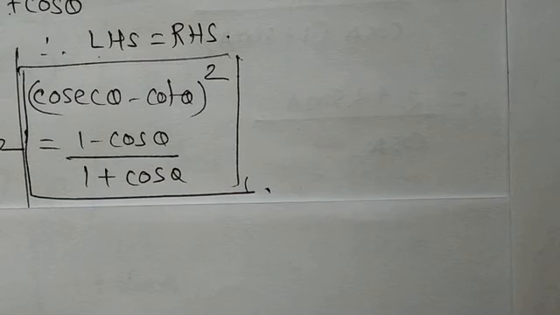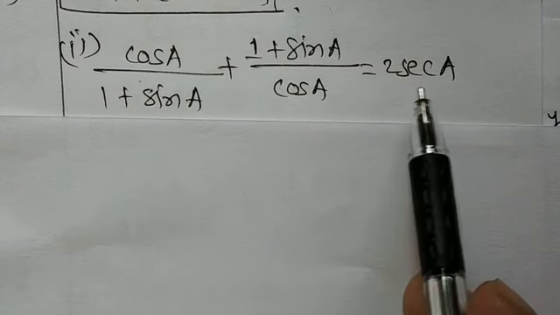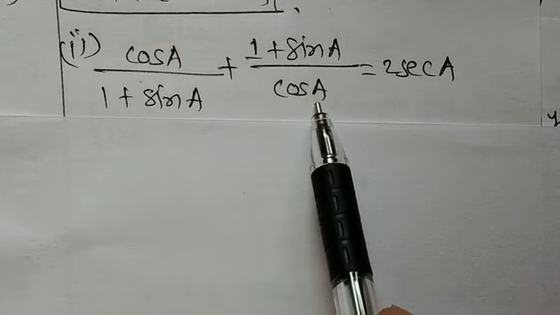Question number 2: cos A upon 1 plus sin A, plus 1 plus sin A upon cos A, is equal to 2 sec A. Now here again, the right hand side and left hand side are both given. We want to prove that the left hand side equals the right hand side. Take the left hand side.